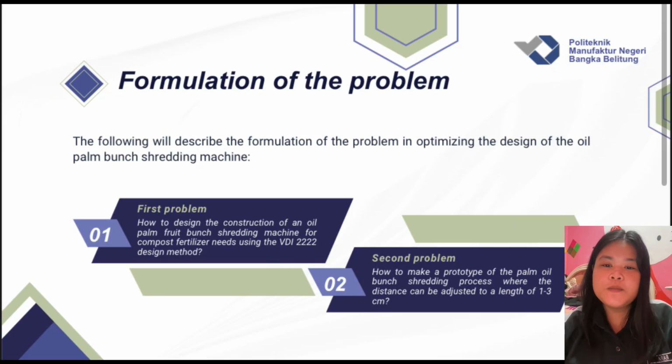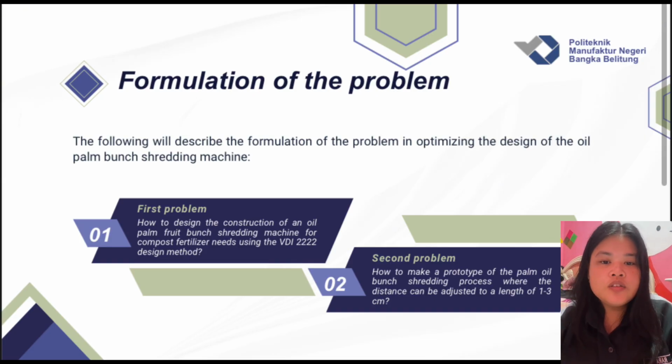Next, there is the problem formulation. Here I have two problems. First problem, how to design the construction of an oil palm fruit bunch shredding machine for compost fertilizer needs using the VDI 2222 design method. Second problem, how to make a prototype of the palm oil bunch shredding process where the distance can be adjusted to a length of 1 through 3 cm.